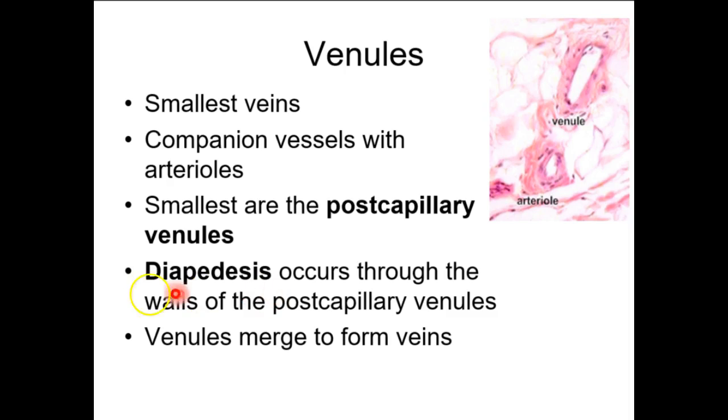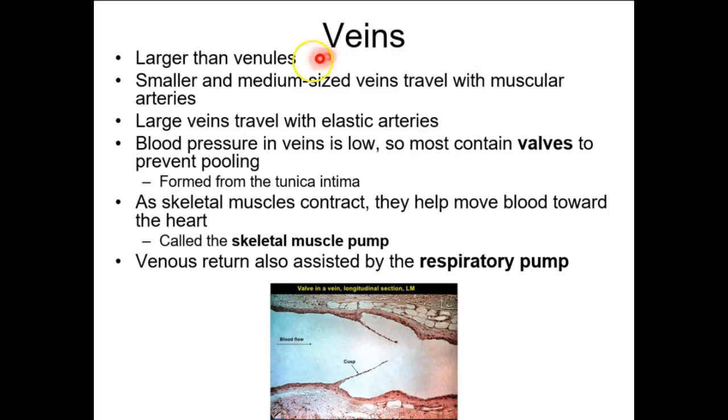So again, diapedesis, the movement of white blood cells, occurs through the capillary venules. Those merge to form veins, and again, these veins do have cusps. They do have one-way valves. And I already mentioned this is where the blood is most sluggish. This is where it's most likely to get stuck and have a stasis sort of problem.